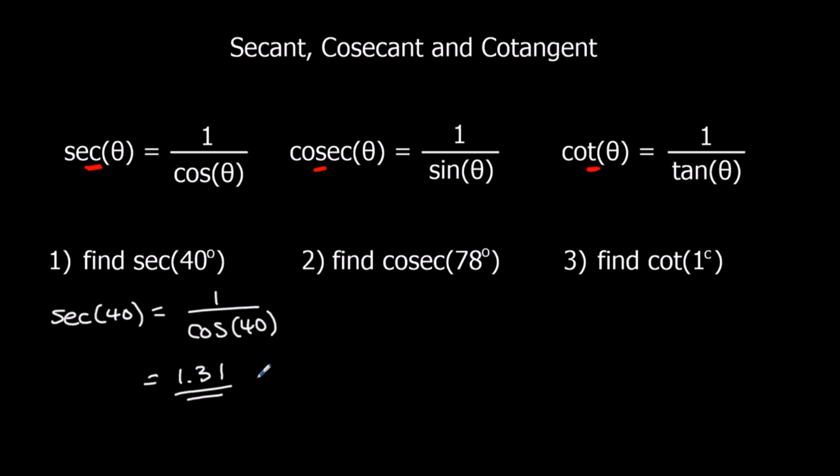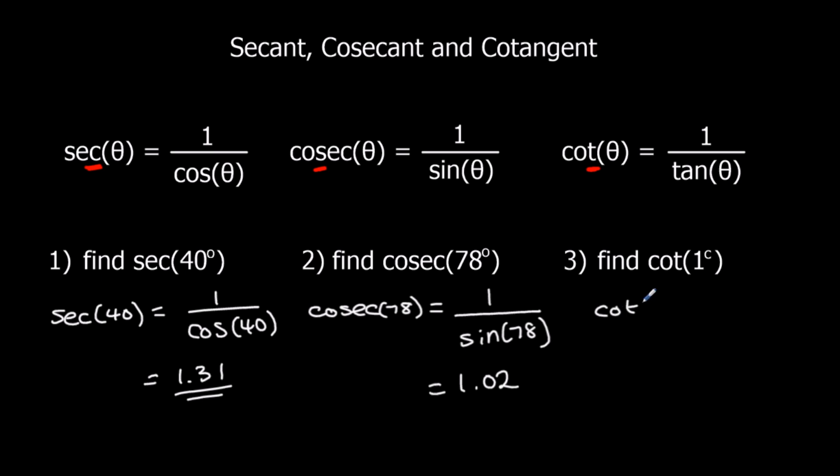Okay, same thing for cosec. We can't type cosec into a calculator. So cosec 78, we can't type into the calculator, but we just use the fact that that's 1 over sine 78. So we type 1 over sine 78 into the calculator, and that's 1.02. And cot 1 radian, so cot 1, make sure the calculator's in radians this time, is 1 over tan 1. And to 3 significant figures, we've got 0.642.